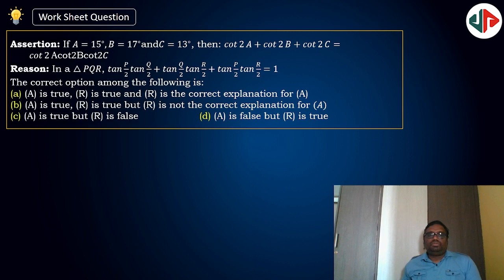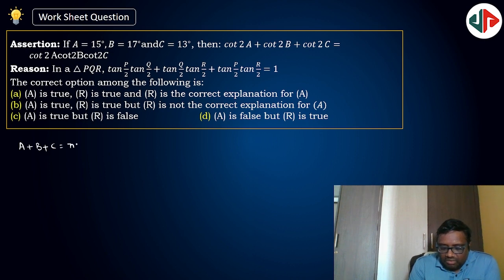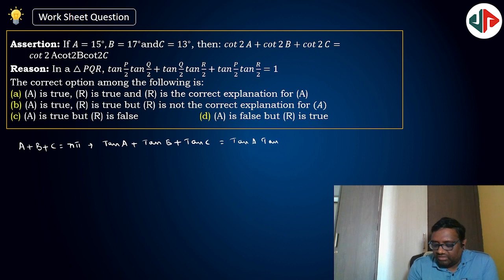So if A is equal to 15 degrees, B is equal to 17 degrees, and C is equal to 13 degrees, what is the value of cot 2A plus cot 2B plus cot 2C? Here kindly remember the standard forms always. If A plus B plus C is equal to n pi, then tan A plus tan B plus tan C is always equal to tan A into tan B into tan C.